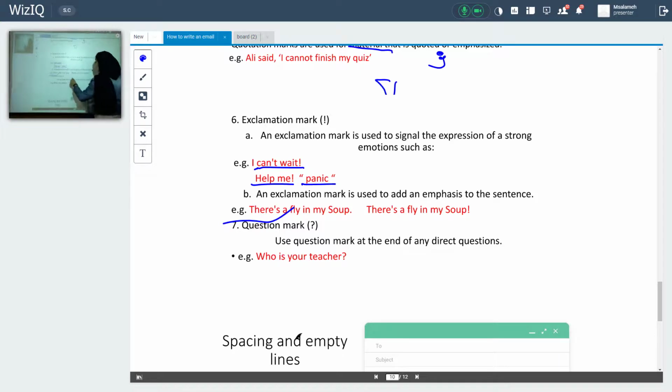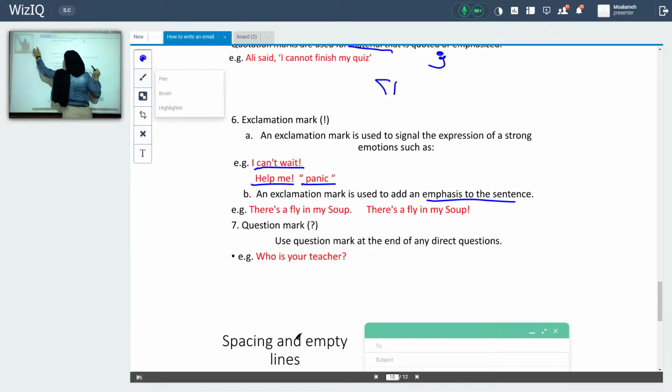An exclamation mark is used to add emphasis to the sentence. Look at these two examples. Here, when I said, there is a fly in your soup, with a comma, it's a normal sentence. But here, when I write there is a fly in your soup, I make an exclamation. When I see it ends with this exclamation, that means, look, there is a fly in your soup.